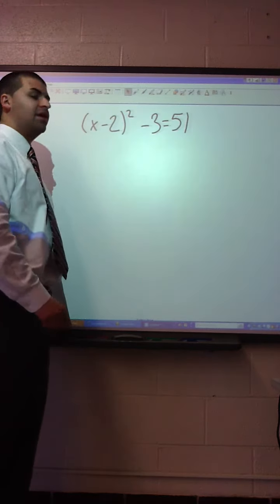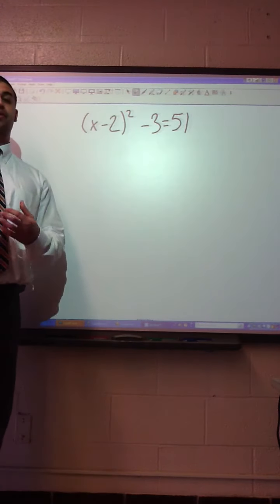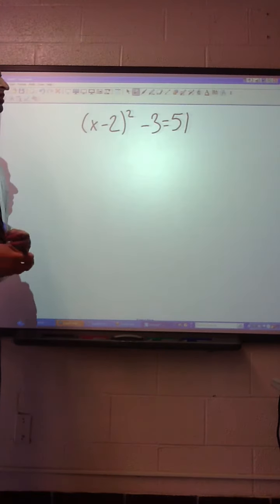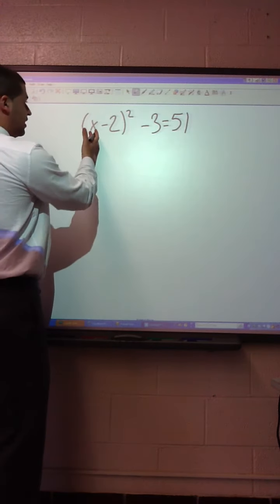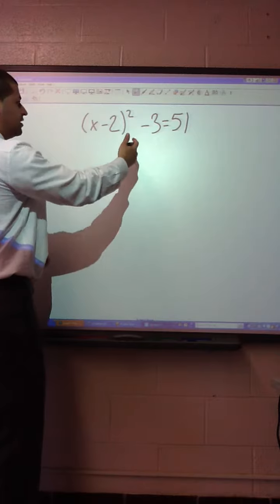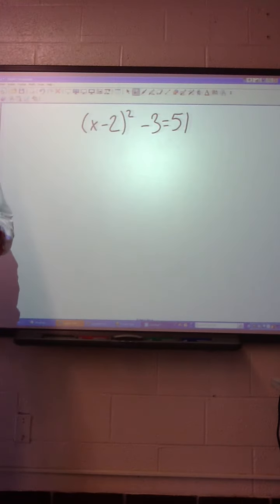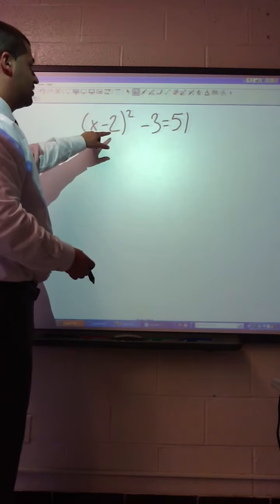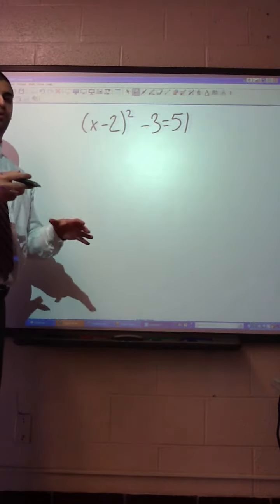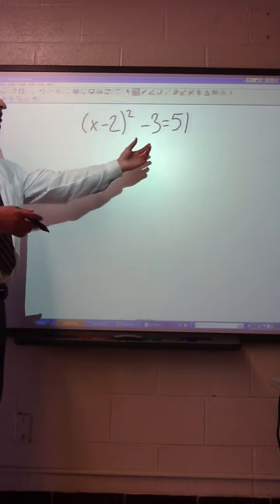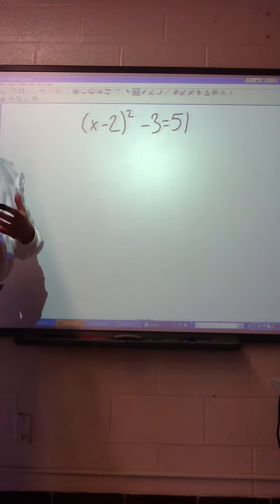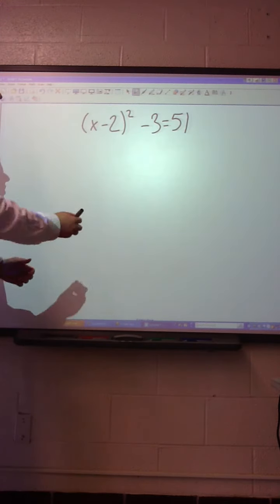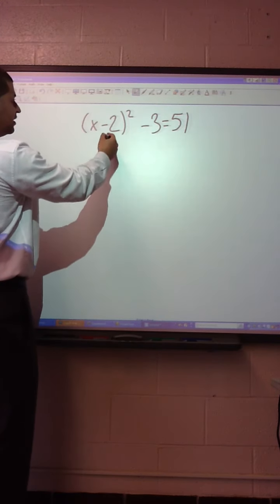This last one seemed to give a lot of people issues on our quiz that we had, and I would expect problems of this difficulty on the test. So we're looking at x minus 2 squared minus 3 equals 51. The issue that I saw was most of the time people tried to expand this and then factor, and if you wanted to do that, you'd have to use the zero factor property and pull the 51 over, and most people didn't do that. Not to mention, a lot of people thought that this would be x squared plus 4.